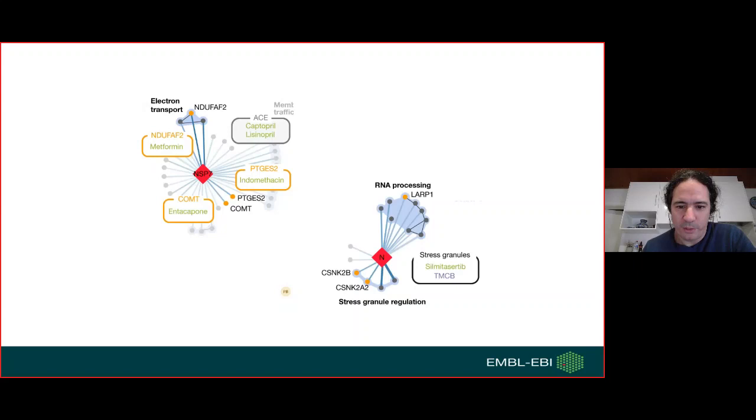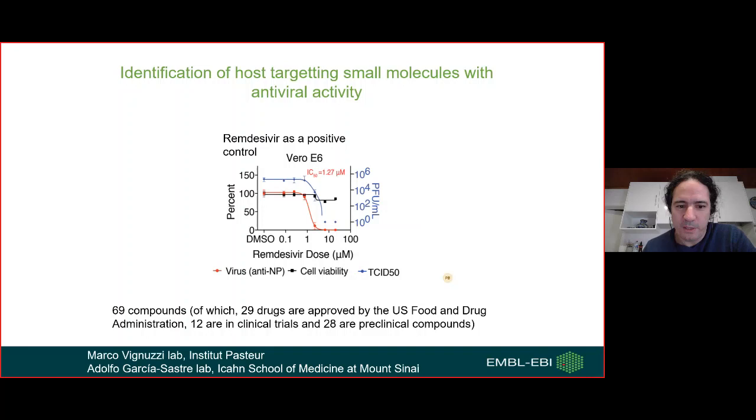Here are just some examples where N protein pulls down casein kinase 2, which is a kinase. And this particular inhibitor, in assays done in the lab, was shown to have antiviral properties in a cell-based model. These experiments were all done by Marco Vignuzzi's lab in Pasteur and Adolfo Garcia-Sastre's lab at Mount Sinai.